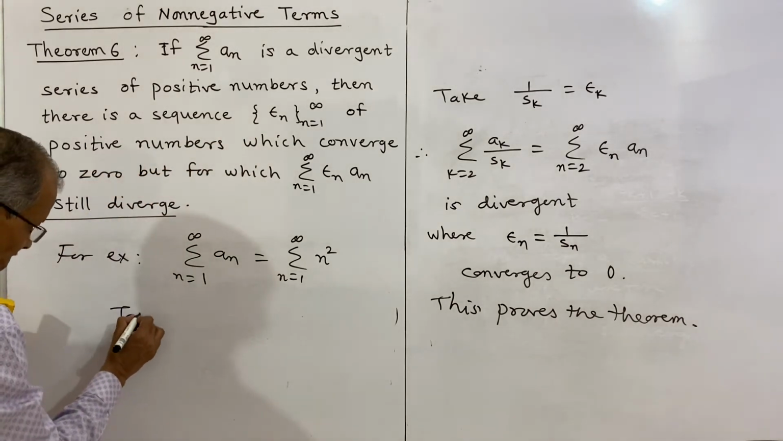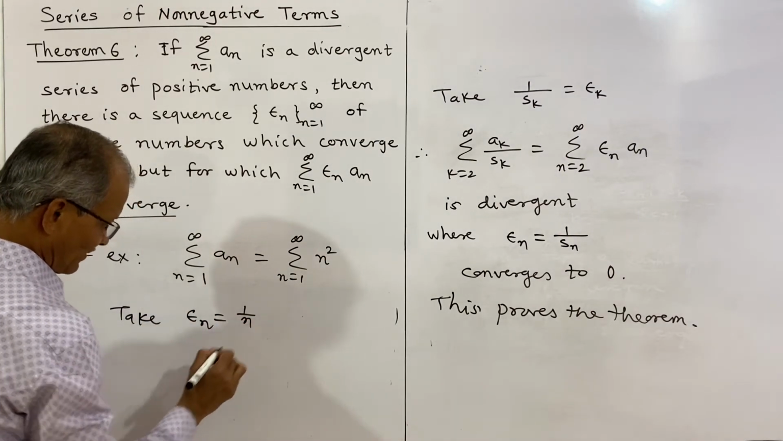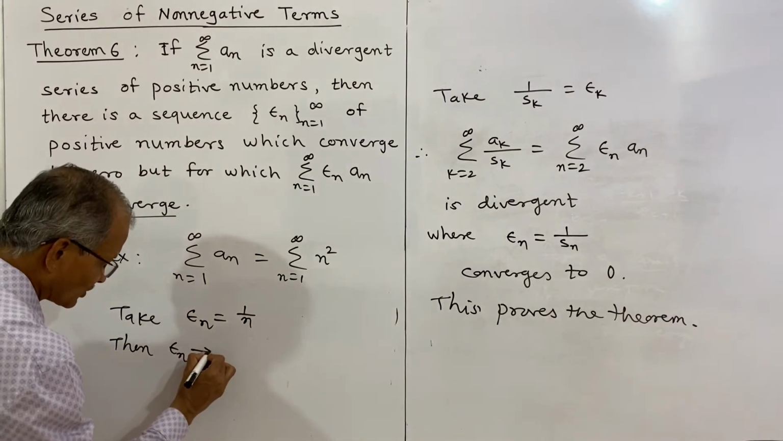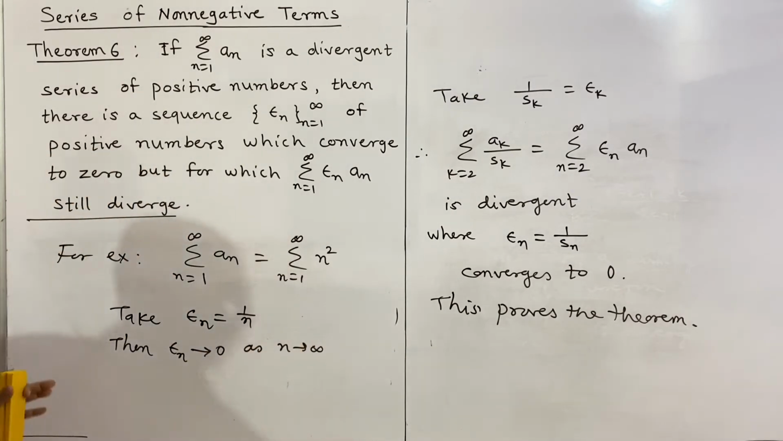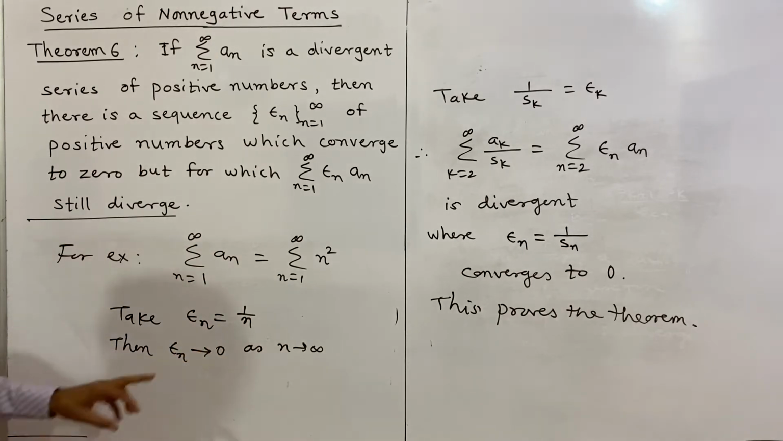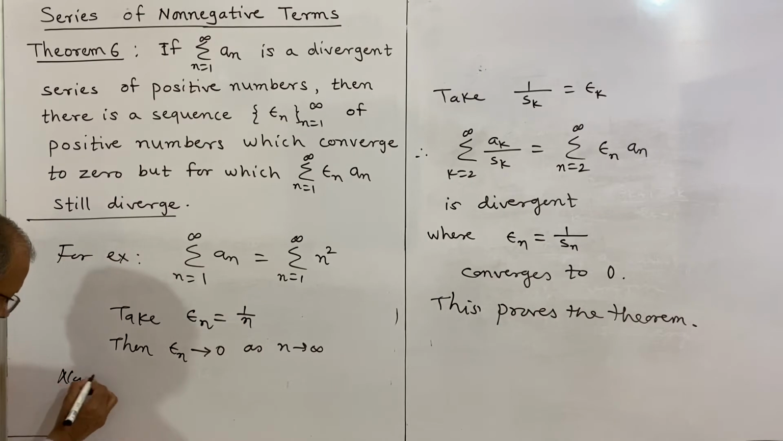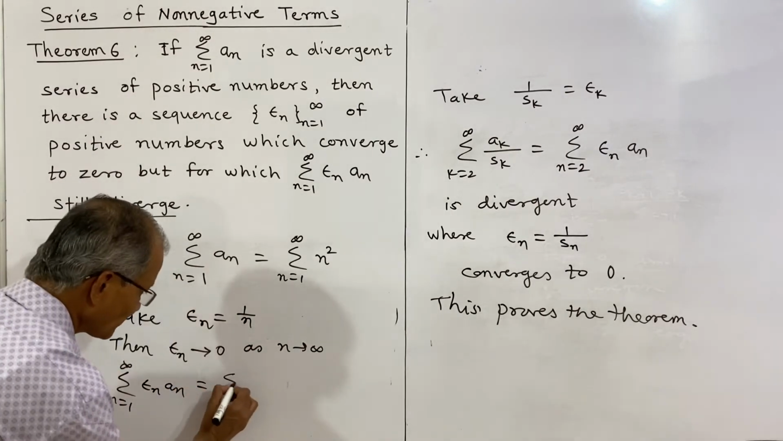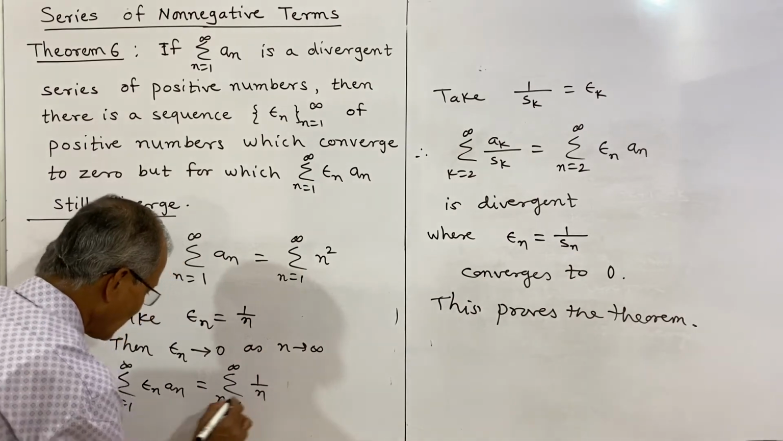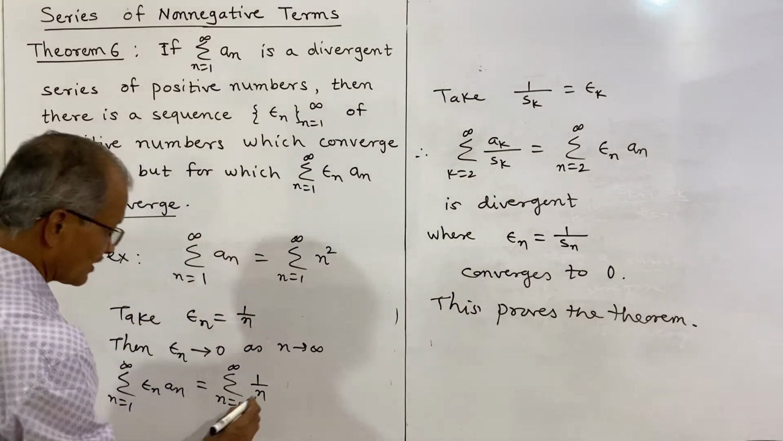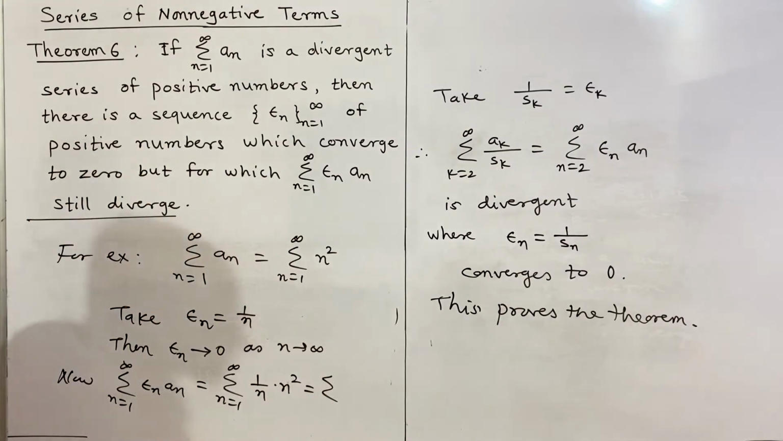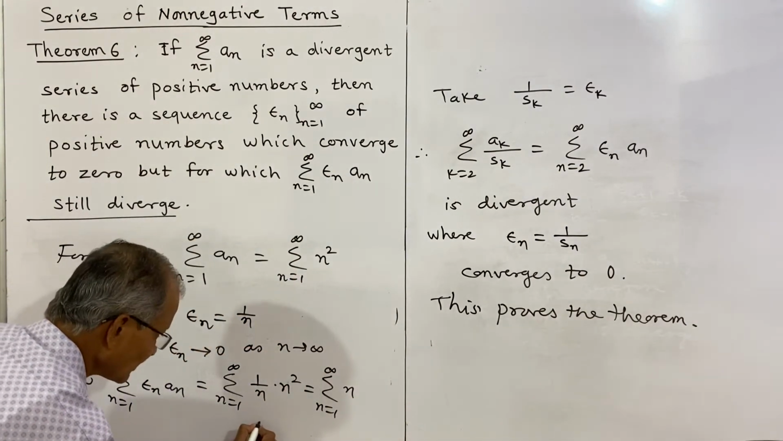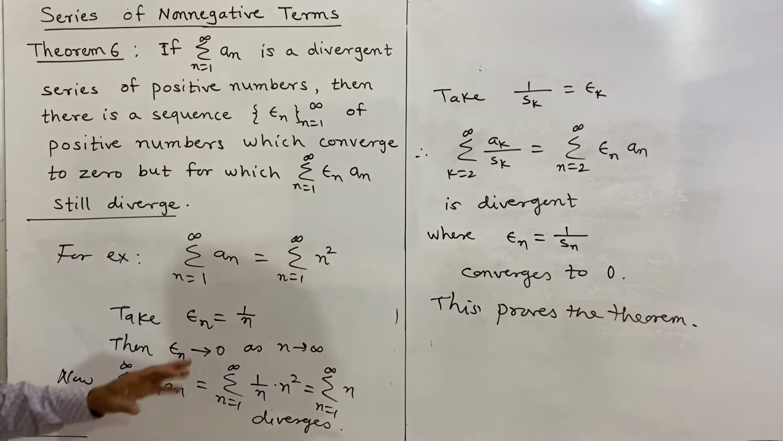Take epsilon n equal to 1 upon n. Then obviously epsilon n converges to 0 as n tends to infinity, the limit of 1 upon n. Now what is the summation of epsilon n into a_n, n takes value 1 to infinity? Epsilon n is 1 upon n and a_n is n square. So n square upon n means n, and summation n, n takes value 1 to infinity, is divergent. This diverges. That is the meaning of the theorem.